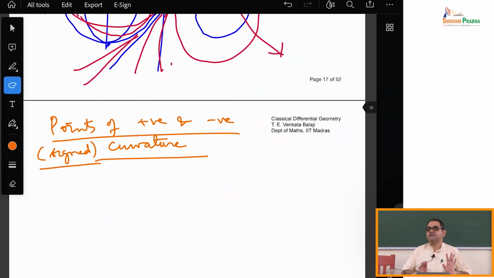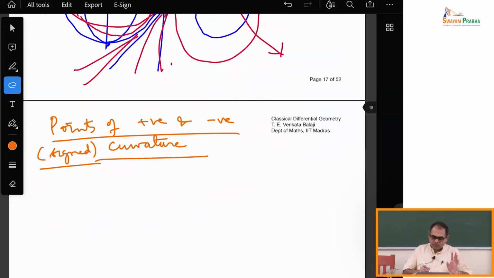The idea is very, very simple. You have to look at it geometrically. If the geometric normal is in the direction of the signed normal, the curvature is positive. If the geometric normal is opposite to the signed normal, the curvature is negative. And now look at it.